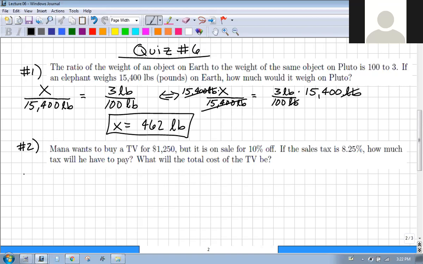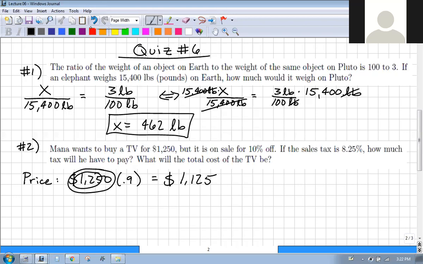Let's see the price. Since it's 10% off, he only has to pay 90%. So let's just multiply it by 0.9, and that'll give us 90% of it. 1250 times 0.9 is 1,125. It makes sense. It's 10% off, right? So 10% of this is 125 bucks. So if you take 125 off of 1250, you get 1125.